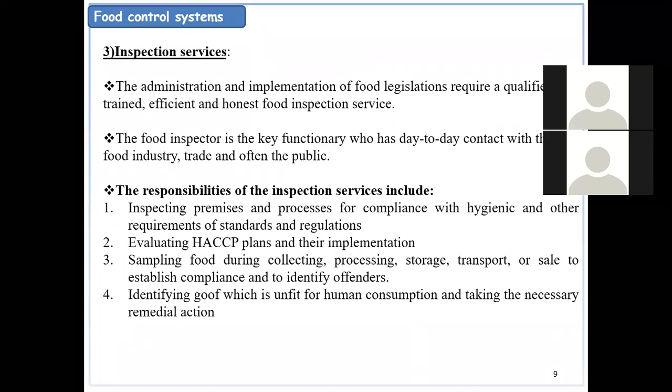So the responsibility of the inspector includes, first of all, he should check for compliance. So when I say compliance, يعني تطابق, with what? With hygienic requirements of standards and regulation. He can check for HACCP implementation. So for the students who did not take yet the food safety course, HACCP is a food safety system. He should take samples, okay?